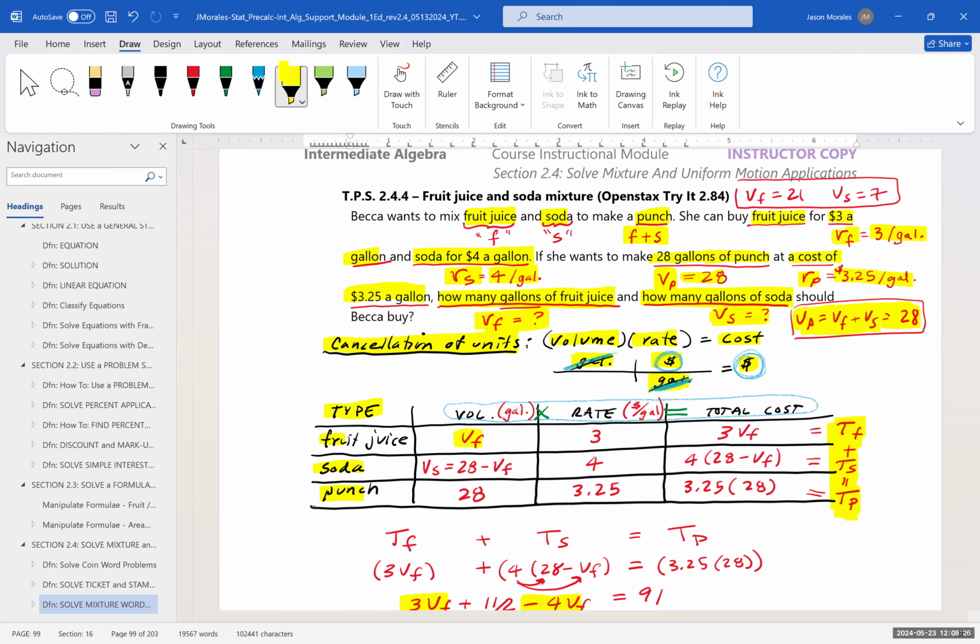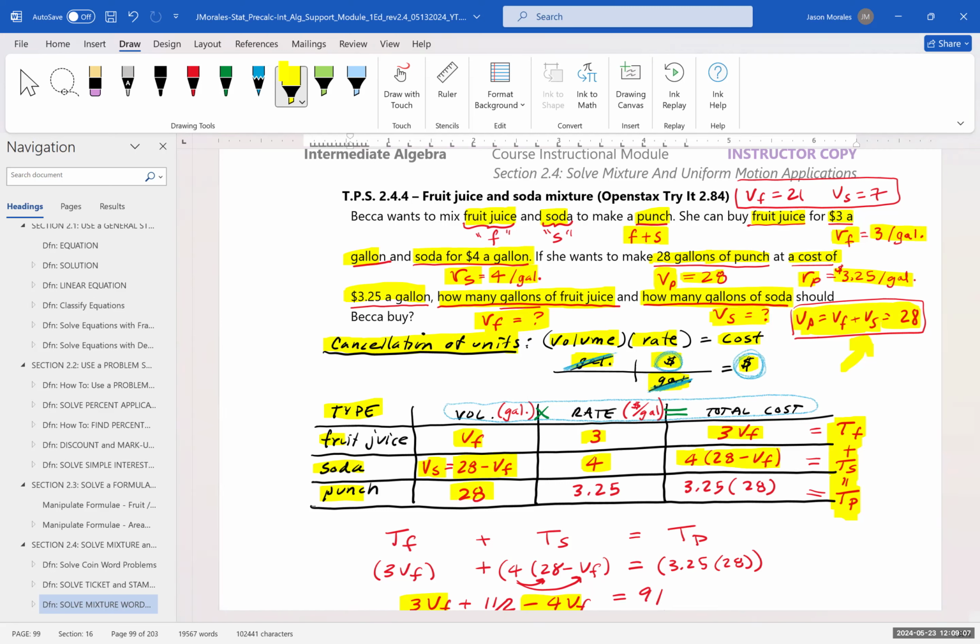Okay, the volume of fruit juice is VF. The rate for fruit juice is 3. And so volume times rate of fruit juice is going to be 3 times the volume of fruit juice. For soda, we can actually derive the volume of soda from this relationship that we've got up here. And so the volume of soda is going to be 28 minus the volume of fruit juice. The rate of soda is 4.